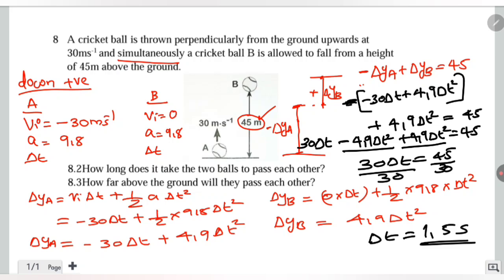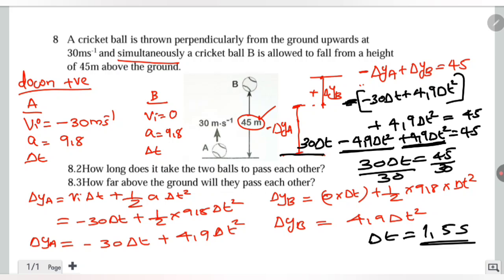When you do this type of question, your delta t squared terms must cancel each other. If they are not cancelling, there is something wrong with your signs. That is how you can identify it. Then the next question: how far above the ground will they pass each other?